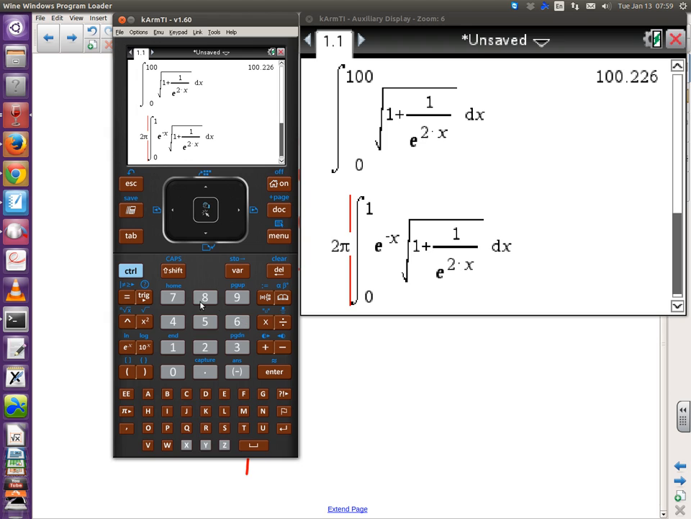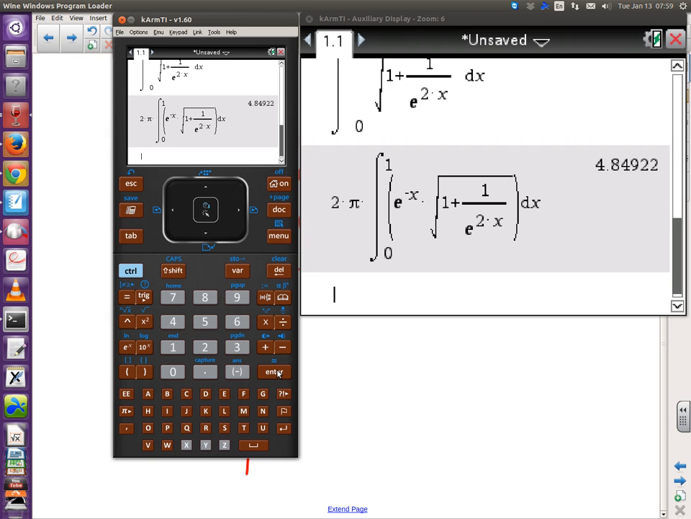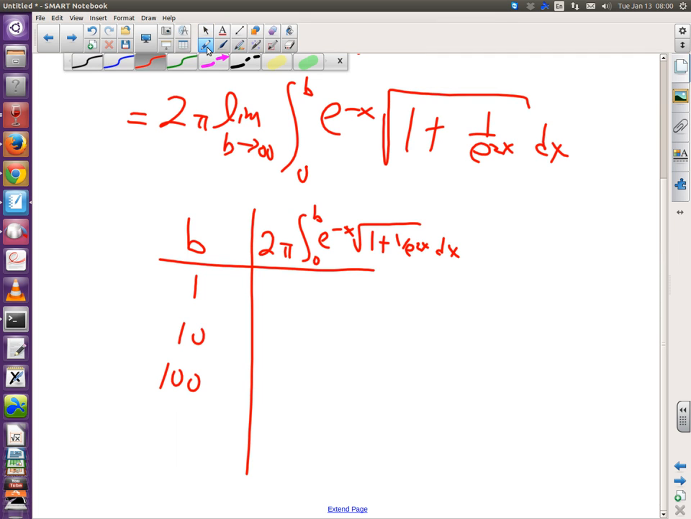All right, so that's from 0 to 1. That's the surface area from 0 to 1. And you get 4.8492. Okay, now let's do it for 10.